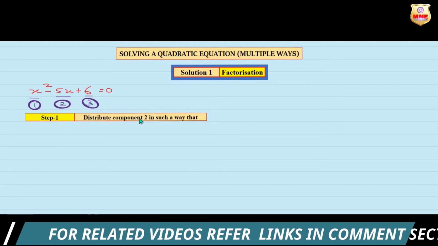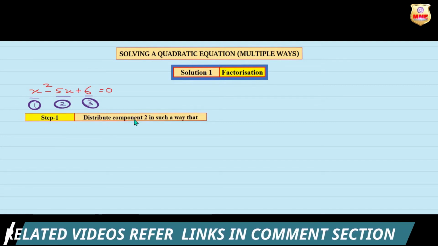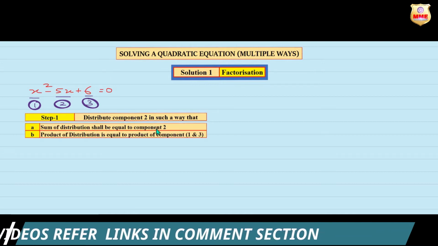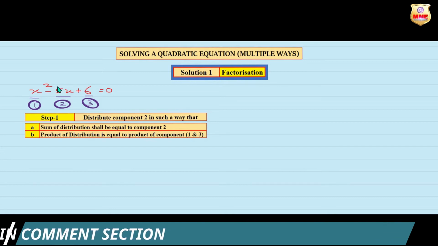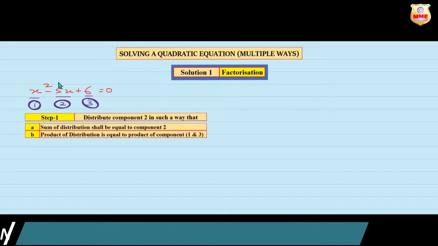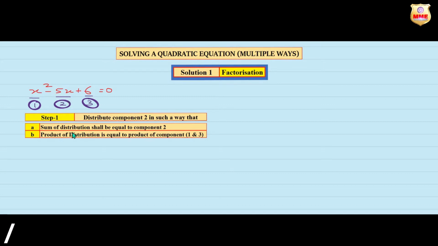So the step 1 is to distribute the component 2 in such a way that the sum of the distribution shall be equal to the component 2 and the product of the distribution shall be equal to the product of component 1 and 3. So the distribution should be in such a way that it should satisfy both the conditions A and B.